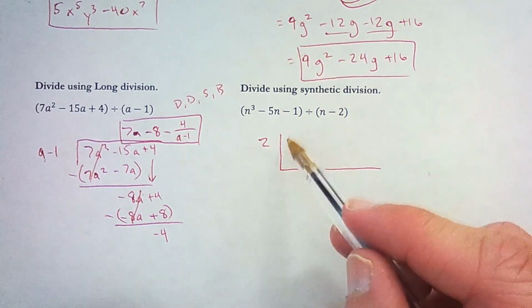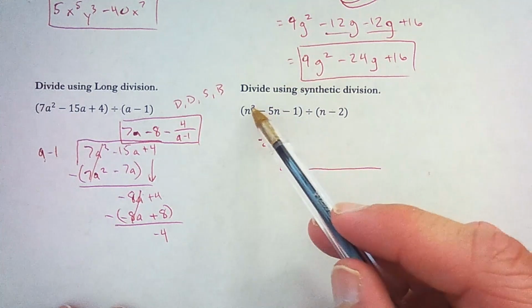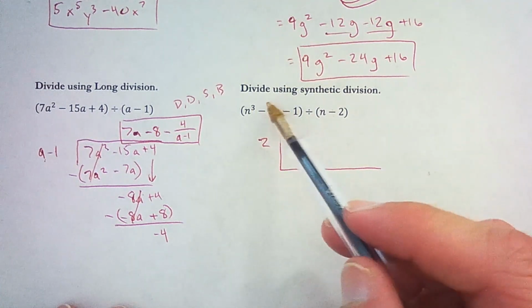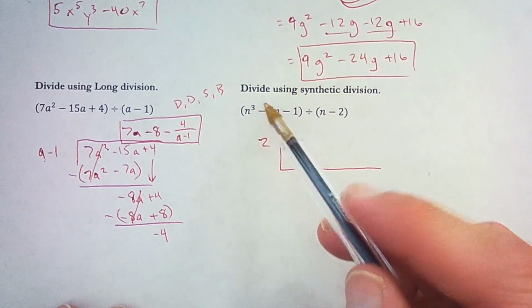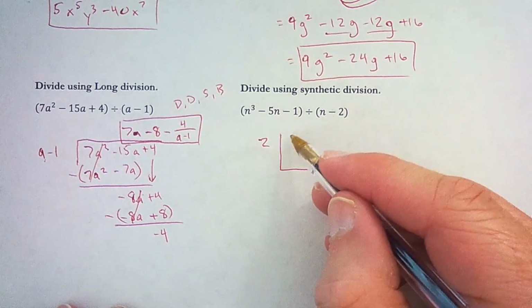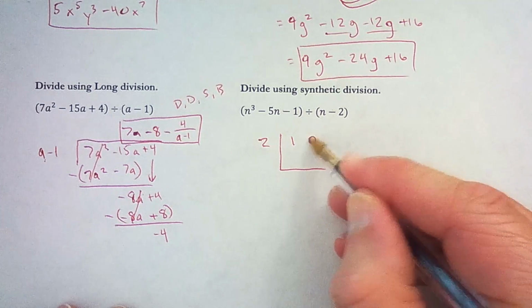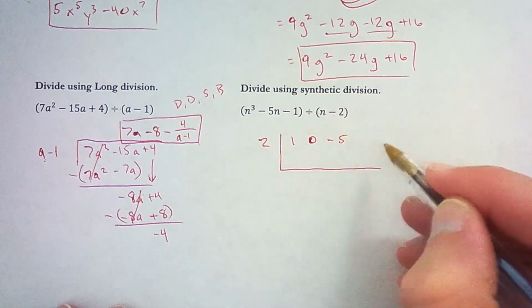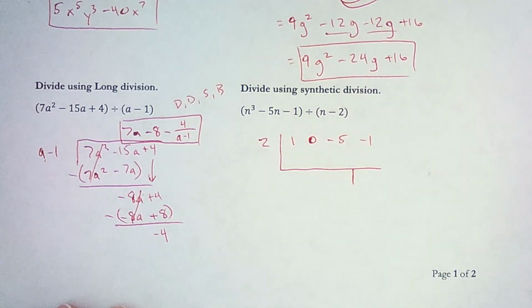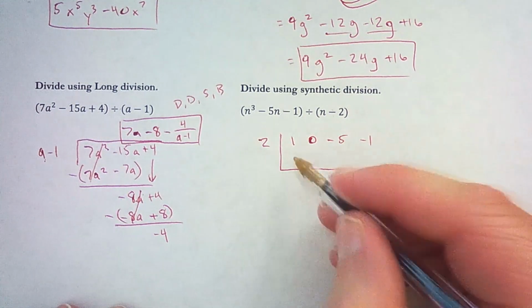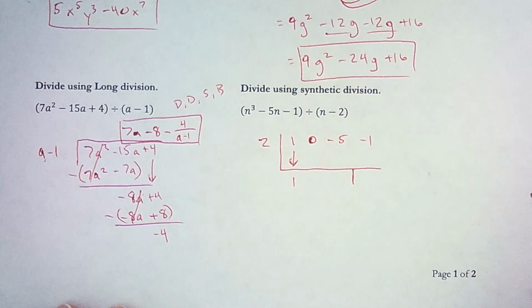Then we're going to put coefficients inside. We've got powers of 3, not 2, 1, and then 0. So for the second power, we're going to need a coefficient of 0. So we've got 1n cubed. We've got 0n squared, negative 5n minus 1. And I'm going to put a separator here for our remainder. Then we are going to bring down the 1 and then multiply and add and multiply and add until we're done.